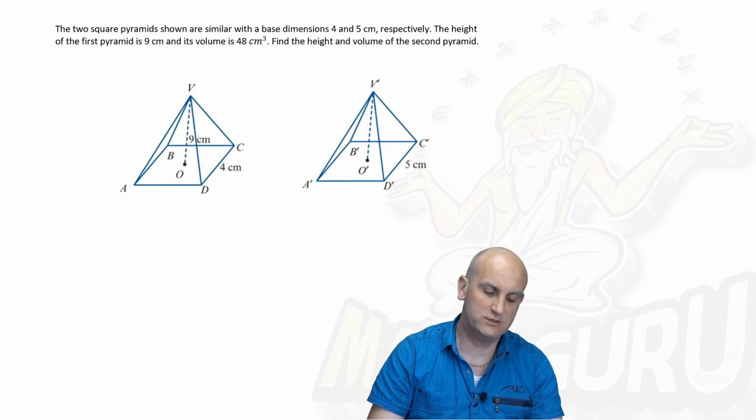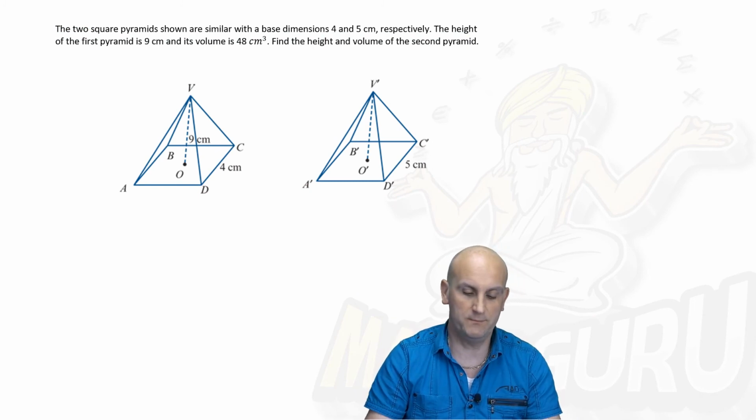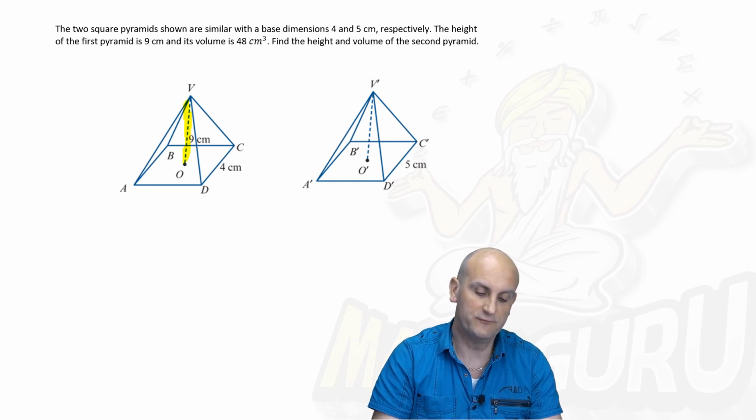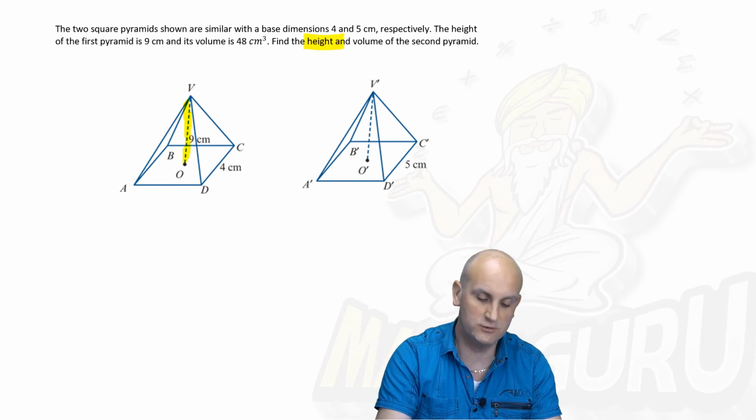And here is another example. Two square pyramids shown are similar, with base dimensions 4 and 5, respectively. The height of the first pyramid is 9, and its volume is 48 centimeters cubed. Find the height and volume of the second pyramid. This was a huge trick.